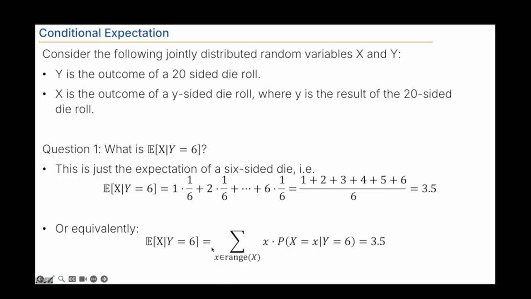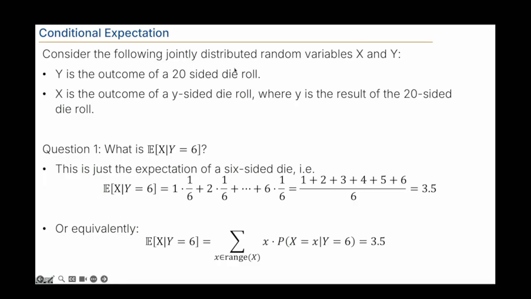Actually, no, the range of x, literally the range of x, is 20, because the second die roll could be anywhere between 1 and 20. It's just that when y is 6, what's the probability that x is 7? 0. That's the way I think about it. So the range of x is the integers from 1 to 20. But the probability here, if y is 6, of the bigger integers is going to be 0. It's a jointly distributed random variable with these properties. Okay, that's question 1. If y was 6, what's the expectation of x?